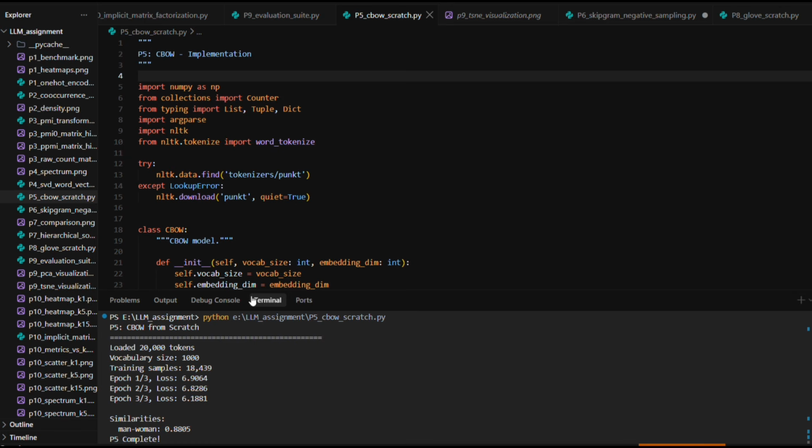Now let's go through the output. Initially it loads the tokens, 20,000, and thereafter the vocabulary size of 1,000. Then it shows training samples of 18,439 over 3 epochs, where in each epoch the loss is minimized, and the similarity between man and woman is 0.8805. This is the complete execution.